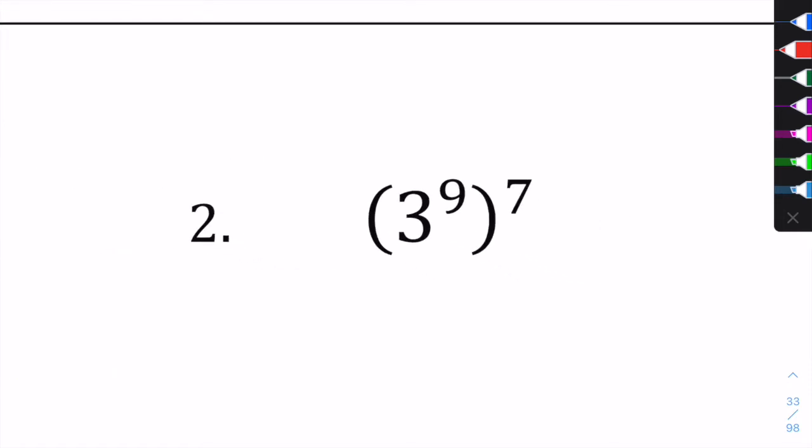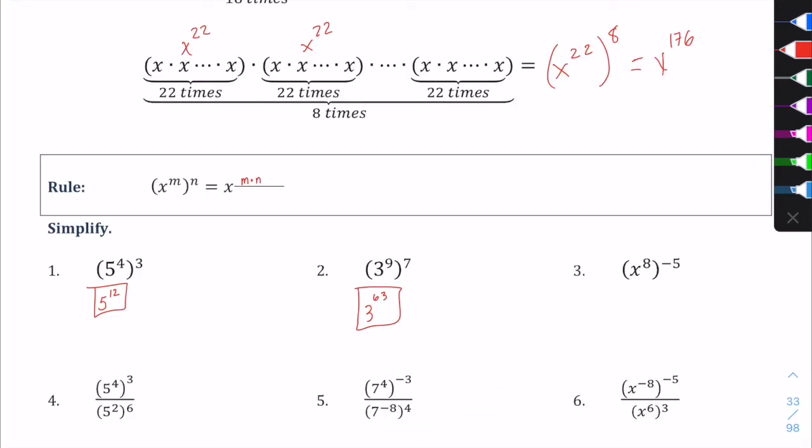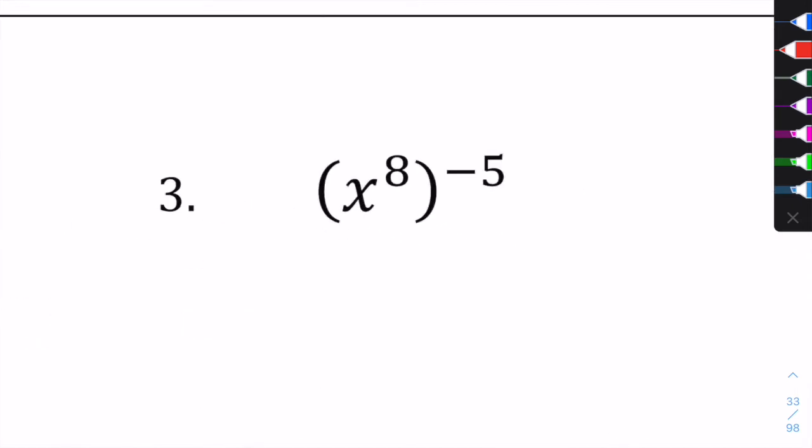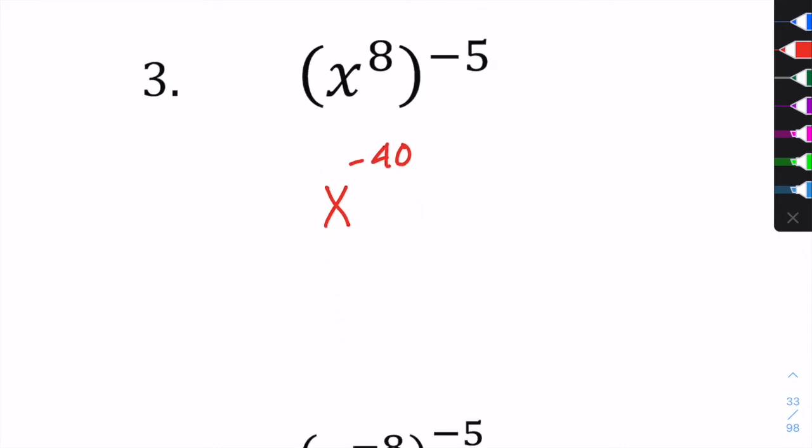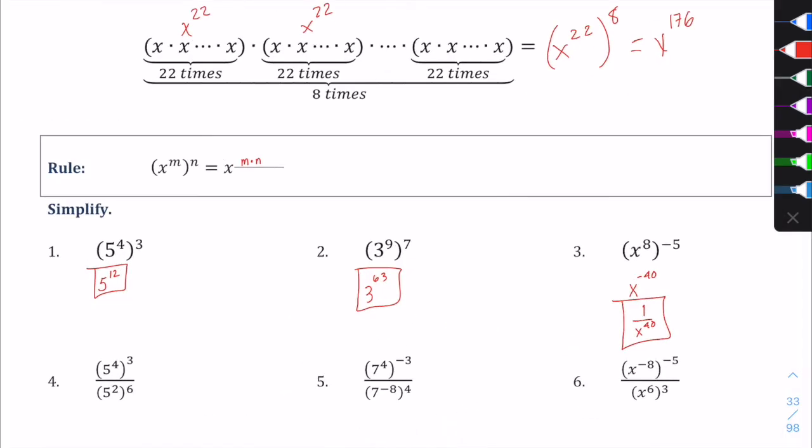3 to the 9th to the 7th, okay, well, that's going to be 3 to the 63rd. Multiply those exponents. What about with a negative exponent? Hey, it still works. X to the 8 to the negative 5. Well, multiply those, and we'll get x to the negative 40. Oh, we can't leave negative exponents, though. We've learned that already. So we'll just rewrite it as 1 over x to the positive 40. Looks so much better, and we are done.